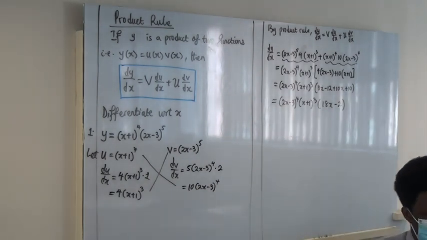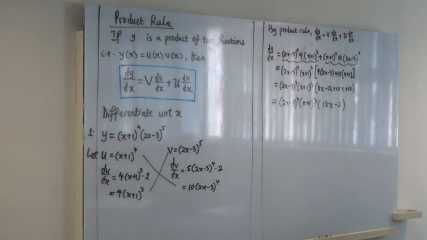You have your paper, right? So, can I see the paper on the product rule?